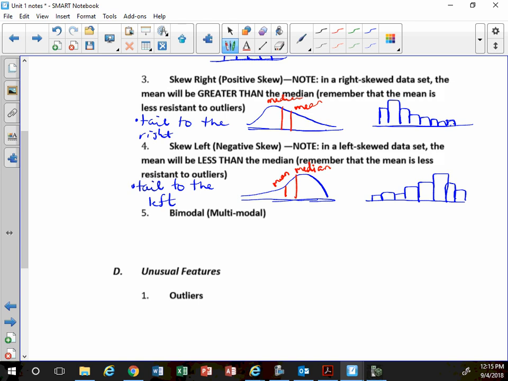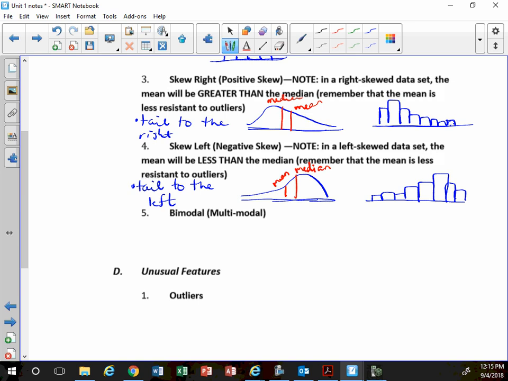All right, bimodal or multimodal. You know what a mode is, right? What is mode? Most frequent. So what do you think bimodal is? No, it means you have two modes. Like in your histogram, two different bars that have the most values in them. Multimodal, which is kind of hard to say, it's got multiple peaks going on, okay?